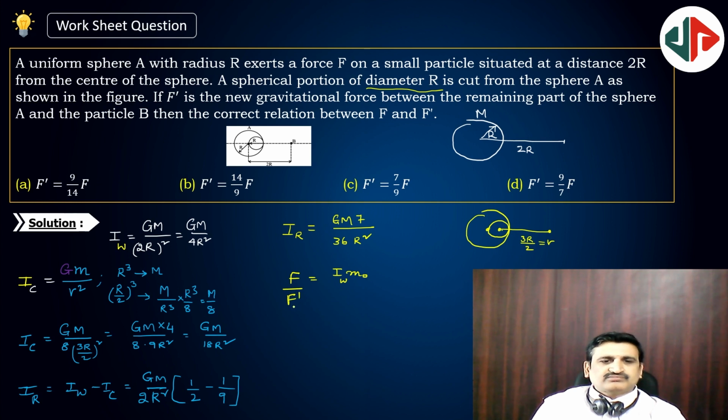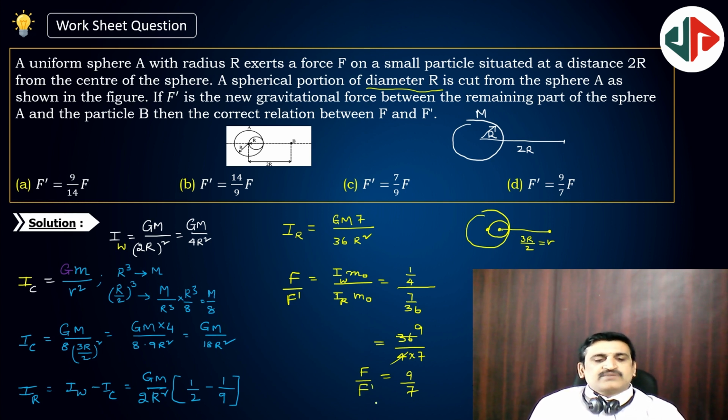F dash is the remaining portion into m naught. So force is equal to field into m naught. M naught gets cancelled. Then the whole value is Gm by r square, which gets cancelled. Why should I write the complete thing? I'll write 1 by 4 here, and here 7 by 36 I'll write. So 36 by 36 will go, up 4 into 7. So 4 ones are 4, 4 nines are 36. So 9 by 7, F by F dash.